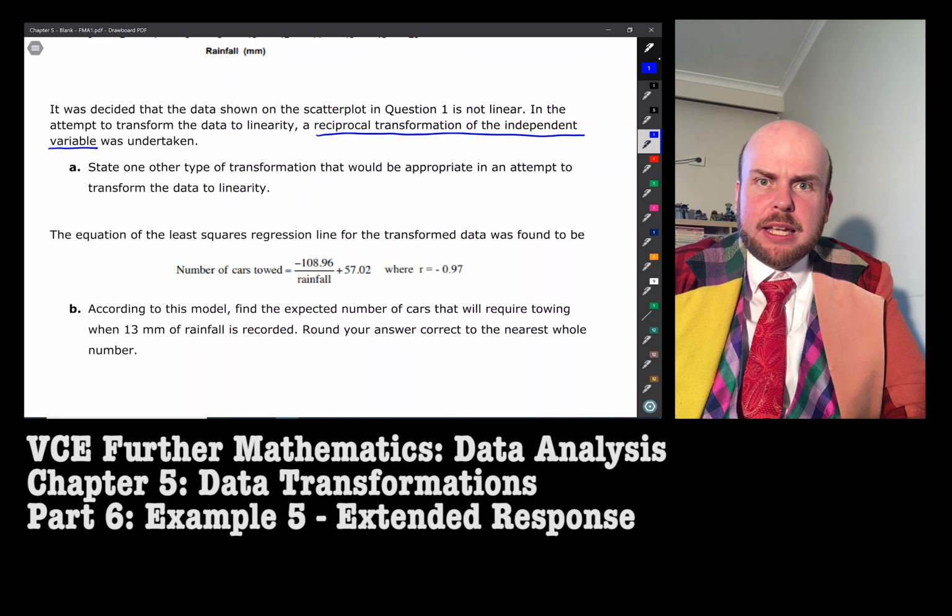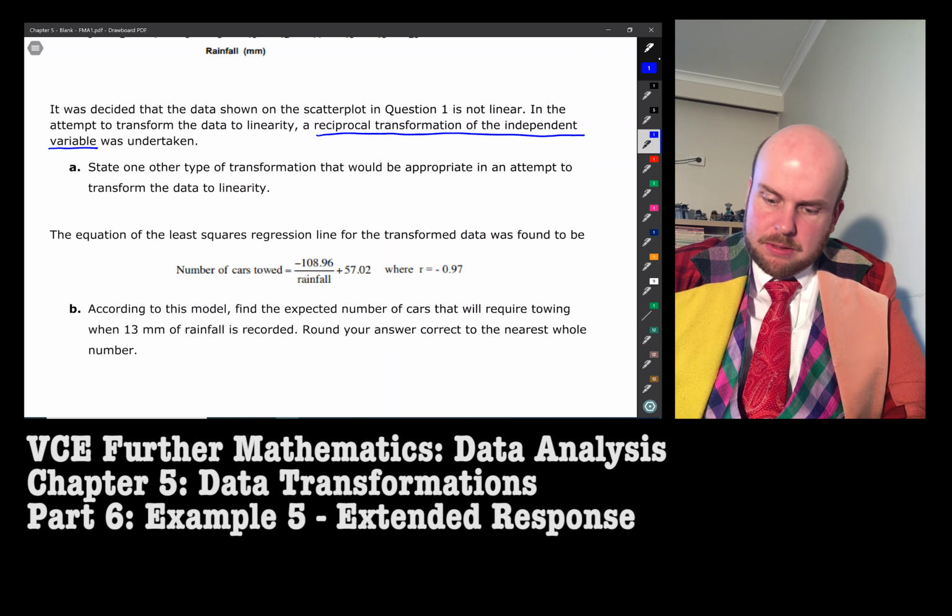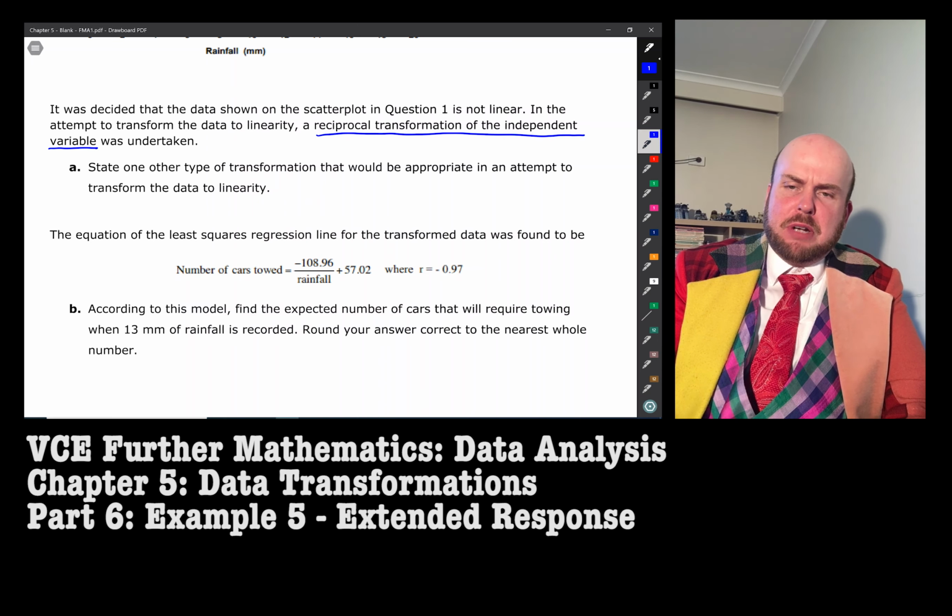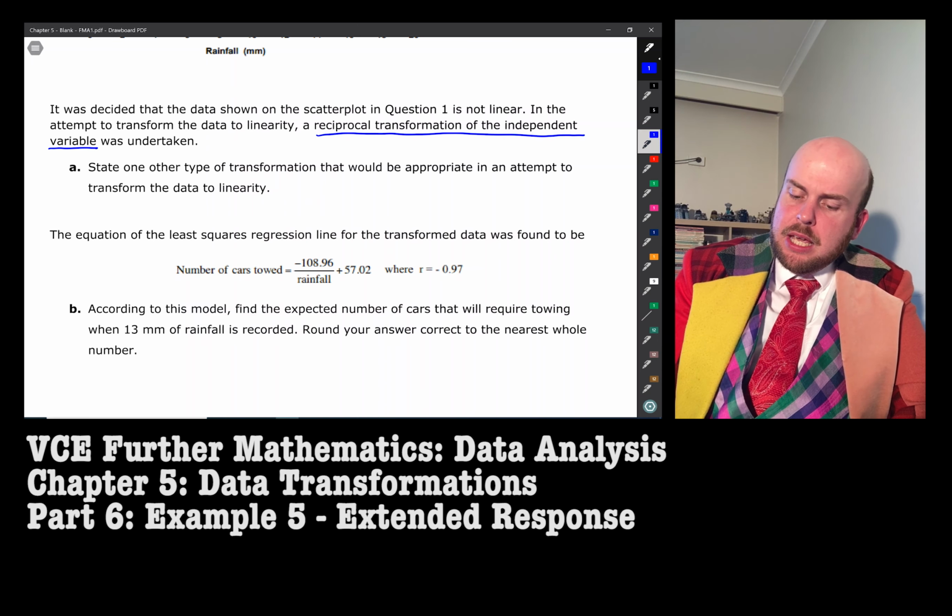Again, sounding very much like it came out of the words of J.R.R. Tolkien or something like that. "We shall have the reciprocal transformation of the independent variable," said Gandalf.